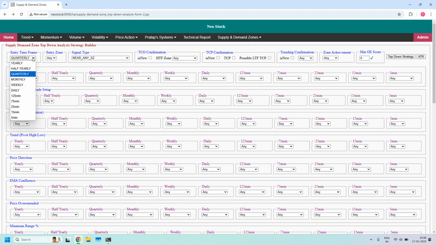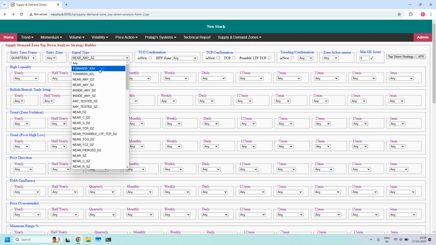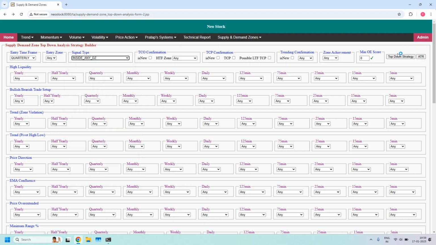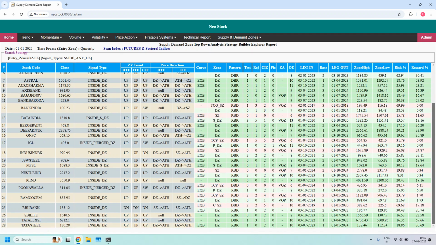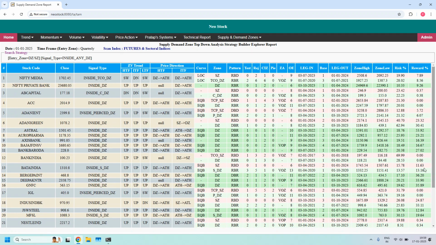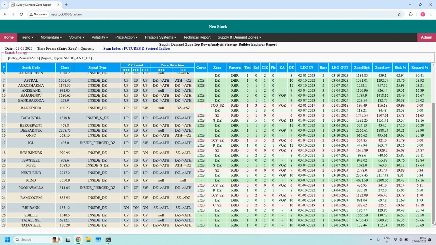Next quarterly time frame. Price closed inside the quarterly demand zone. We got 28 stocks, and now we are able to see the first 21 stocks. I'm scrolling the list down. So total 28 stocks are filtered where price closed inside the quarterly demand zone.